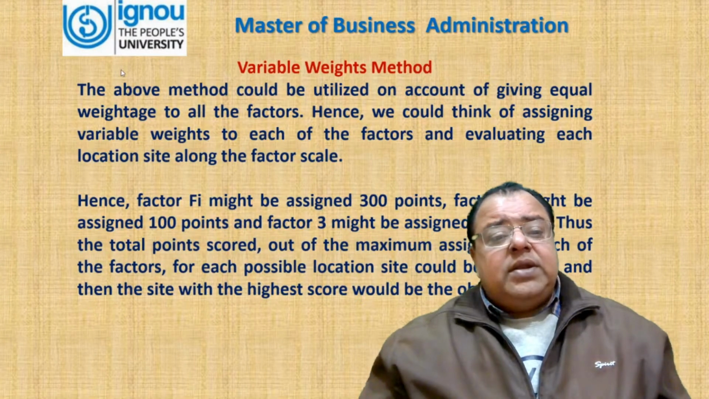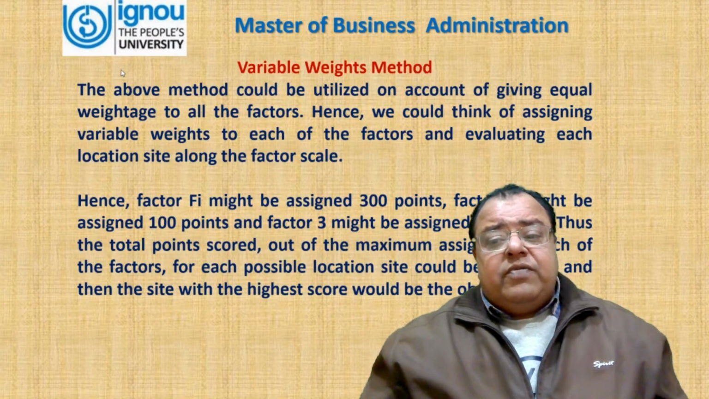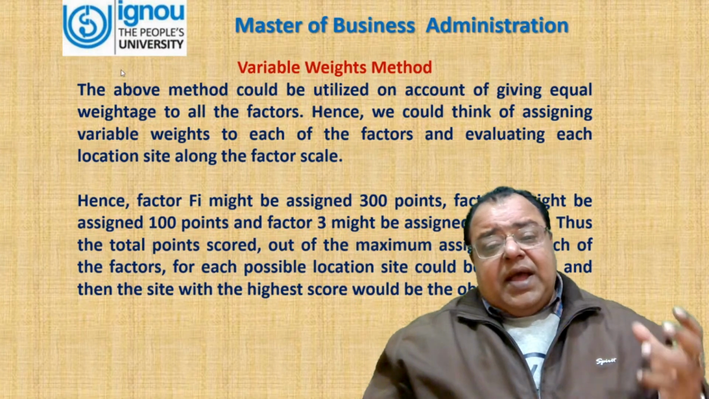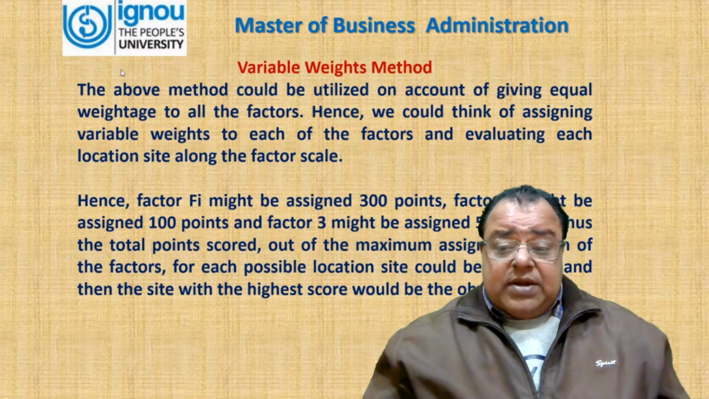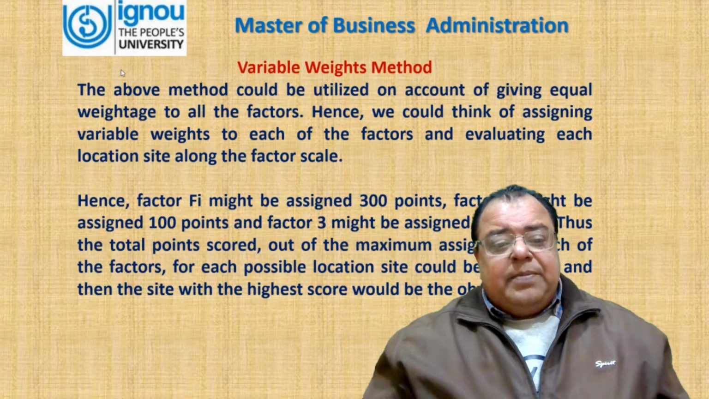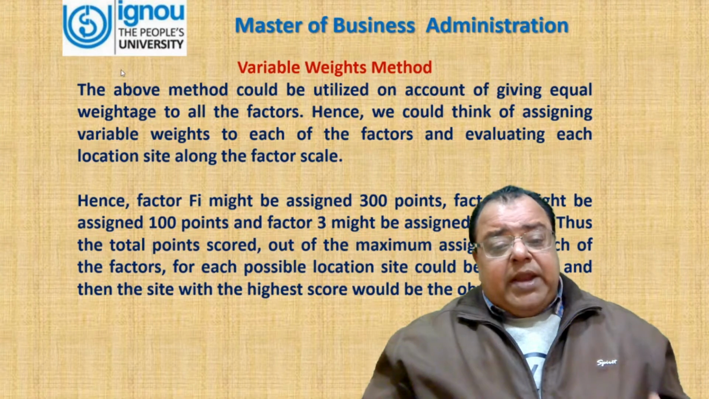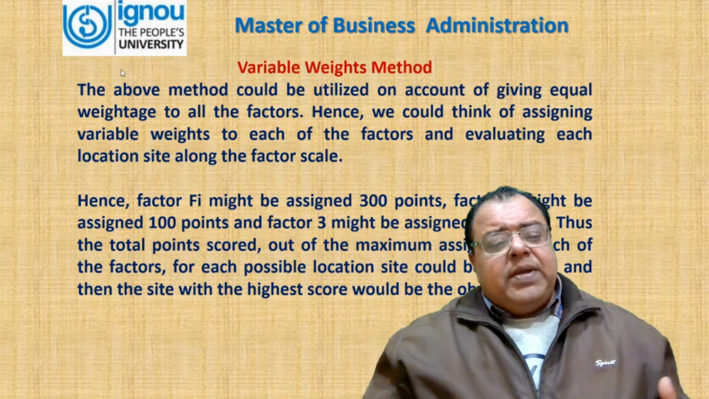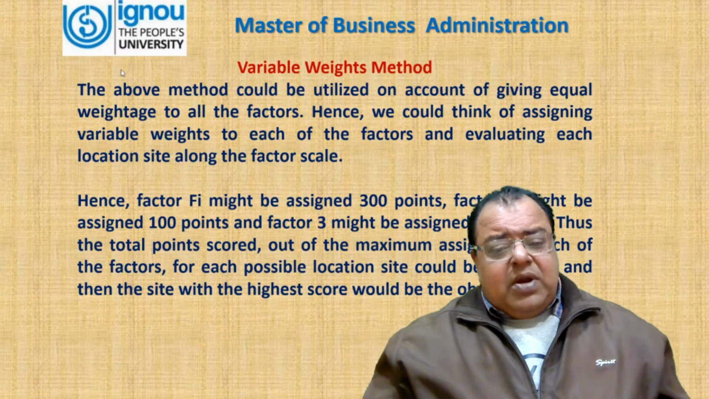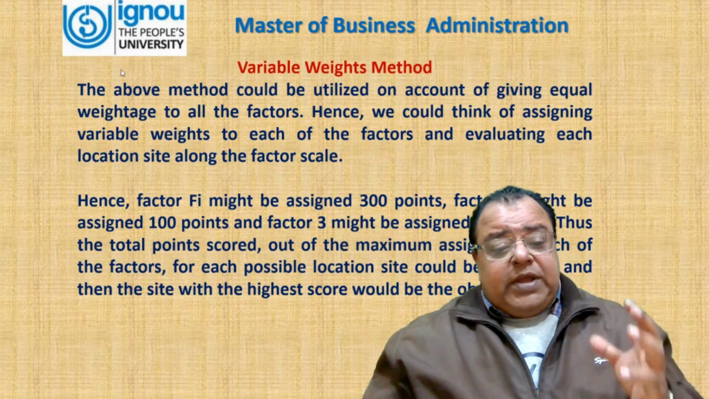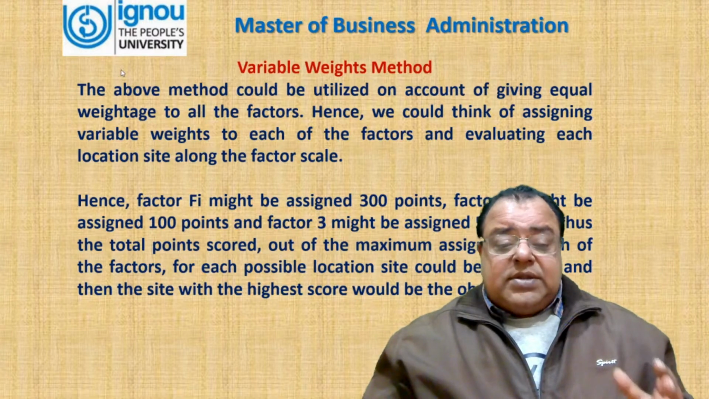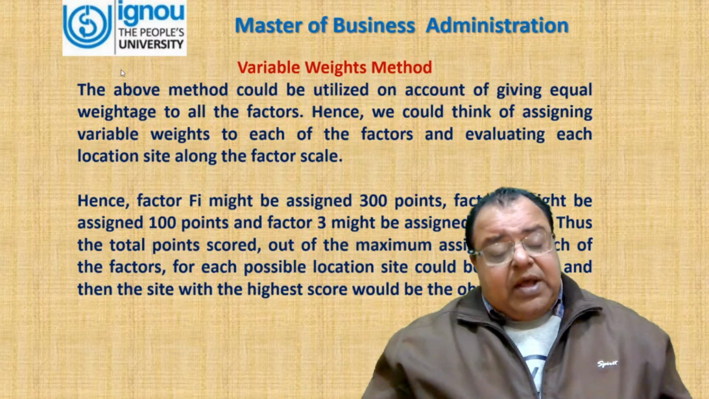For the variable weight method, the previous method gave equal weightage to all the factors. Hence, we could think of assigning variable weights to each of the factors and evaluating each location site along with the factor scale. Hence, F1 might be assigned 300 points, factor 2 might be assigned 100 points, factor 3 might be assigned 50 points. Thus, a total point score out of the maximum assigned to each of the factors for each possible location could be obtained, and then the site with the highest score would be the obvious choice.